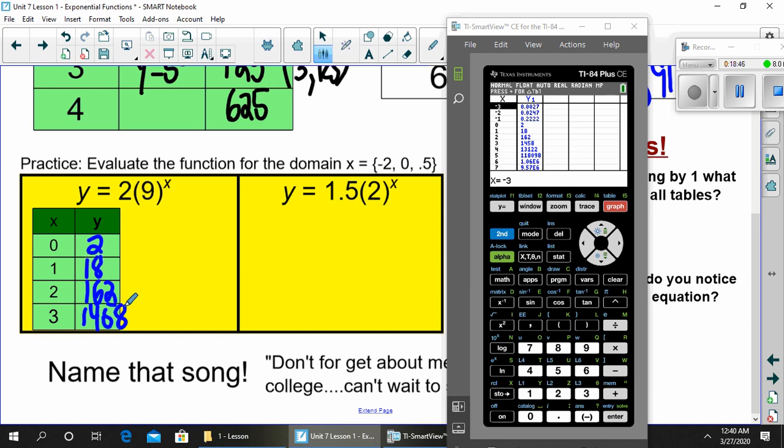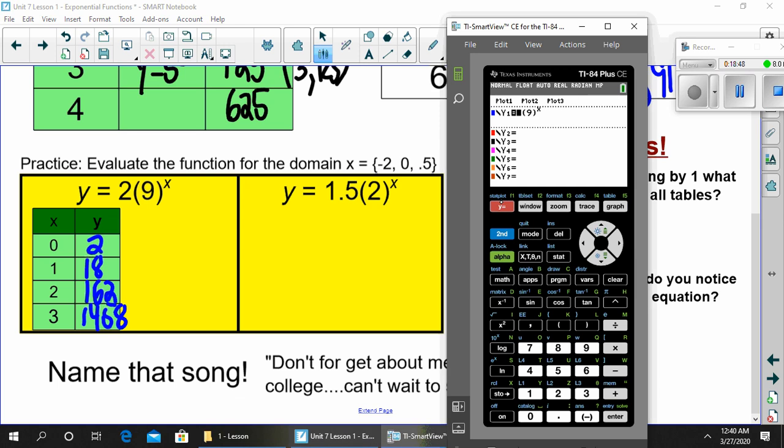Nice and fast. Do the same thing. I'm going to clear this out. So everybody take the calculator, do 1.5. I'll wait. Maybe I won't. Times 2.